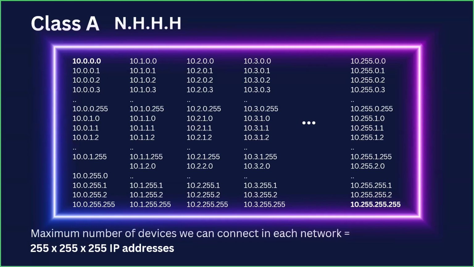So that is the relevance of each class, guys. Higher the class, class A, the highest of all, contains the maximum number of hosts you can connect. Class B, medium range. Class C, smallest range.